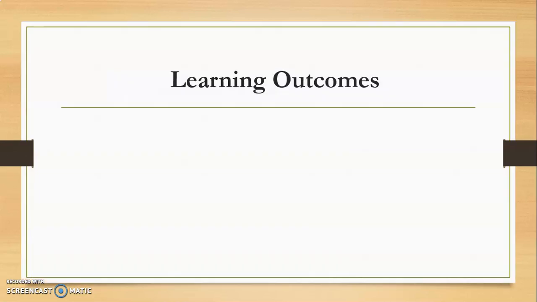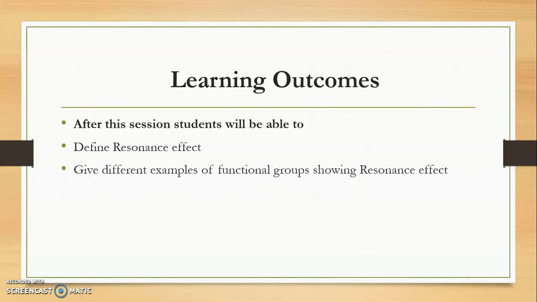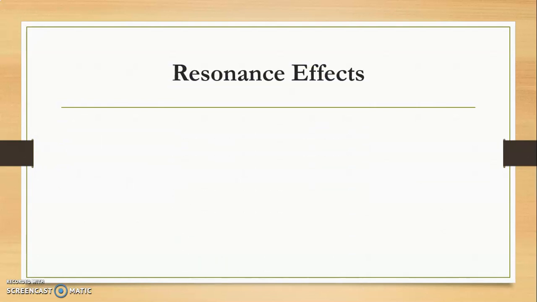So first we will see what are the different learning outcomes of this session. After this session, students will be able to define what is the meaning of resonance effect, give different examples of functional groups which shows the resonance effect, explain different types of resonance effect. So we will see one by one what is the meaning of resonance effect.